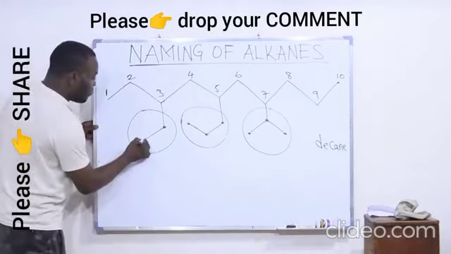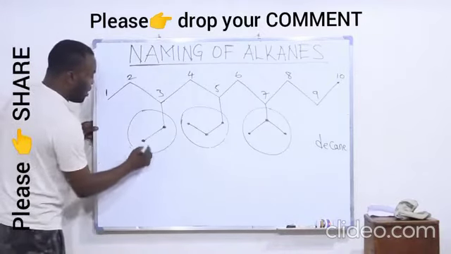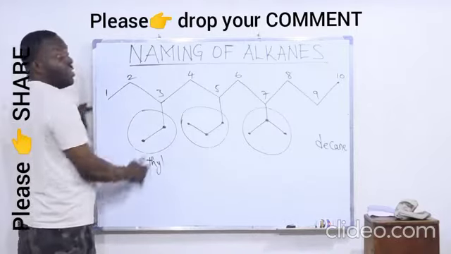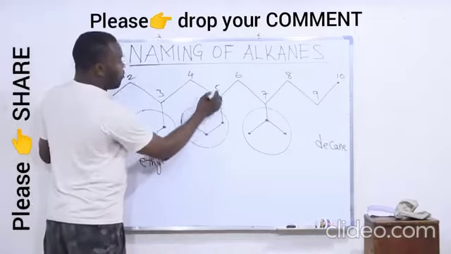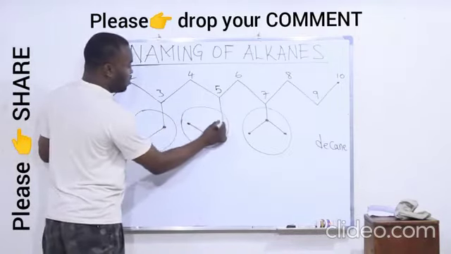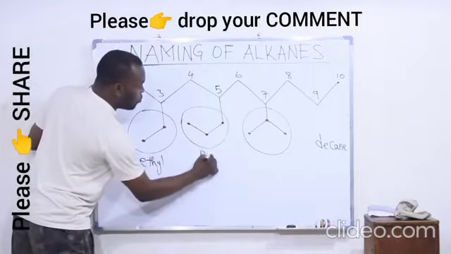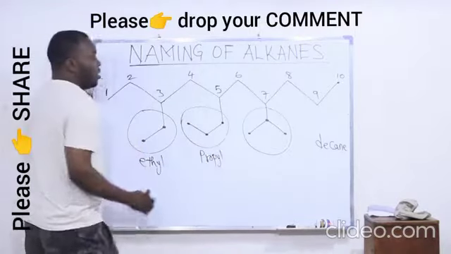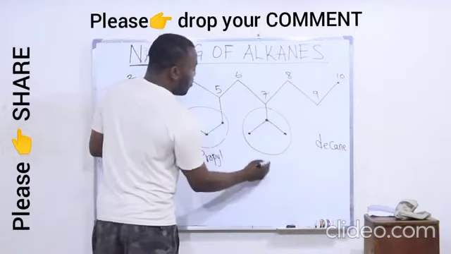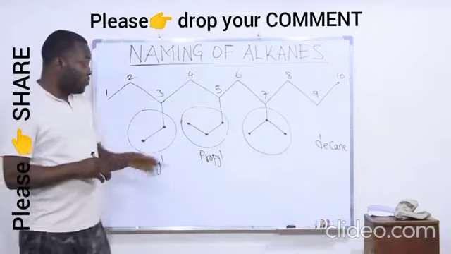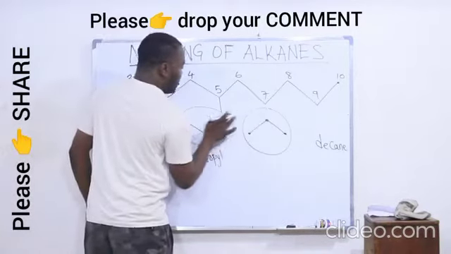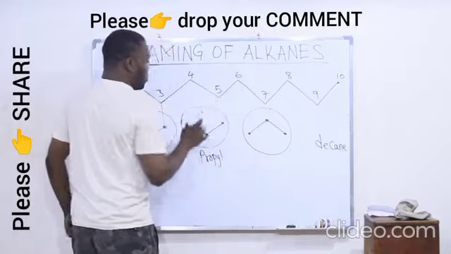The attachment at position 3 has 2 carbons, and that is ethyl. This is 3-ethyl. The one at position 5 has 3 carbons, 1, 2, 3, which is propyl. The one at position 7 also has 3 carbons, but I'm not going to call it propyl because I'm noticing something. Note this. I have 2 propyl attachments here, but look at the difference between the two.